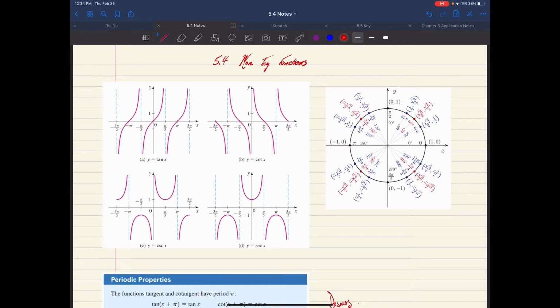Today we're going to look at section 5.4, which is called more trig functions, but we're really looking at the graphing of these trig functions. We will not spend nearly as much time on this section as we did with sine and cosine. So we're going to look at the graphs.